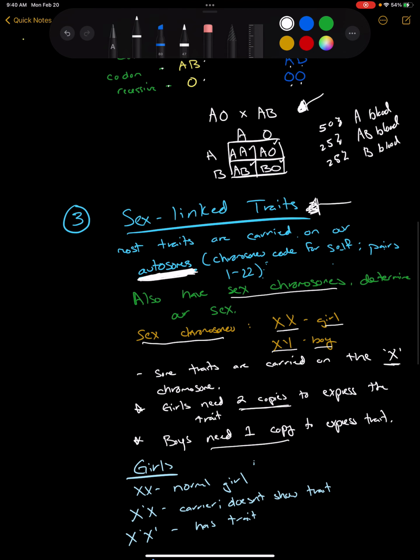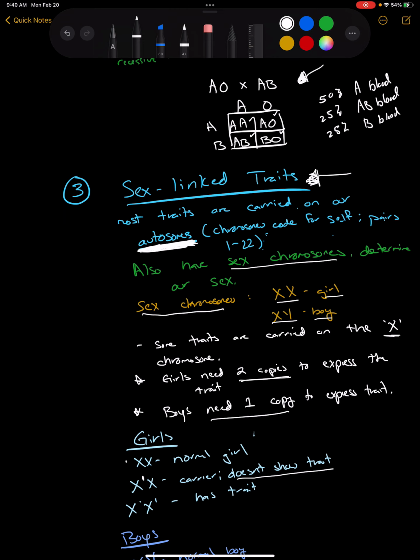So if I look at girls, I actually have 3 options. I can either be XX, which would be my normal girl. I can have this X, and this little stick right here is called a prime, X prime X, which means she carries it, but she doesn't show it because girls need 2 copies. Or I can be X prime X prime, which means my girl has the trait. That's why sex-linked traits were more often seen in boys versus girls, because girls need 2 copies to show it versus boys only need 1.